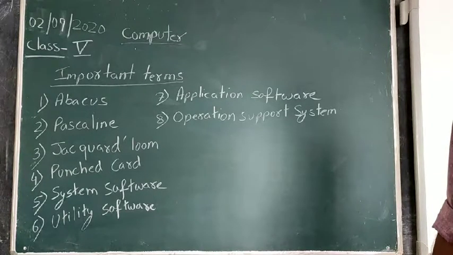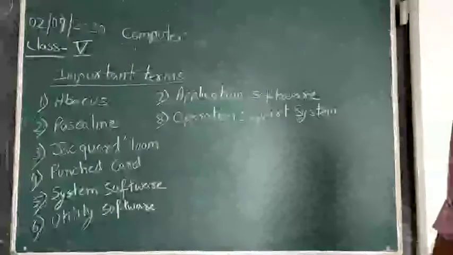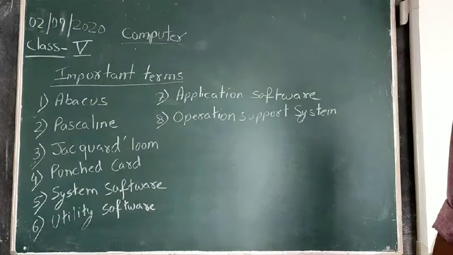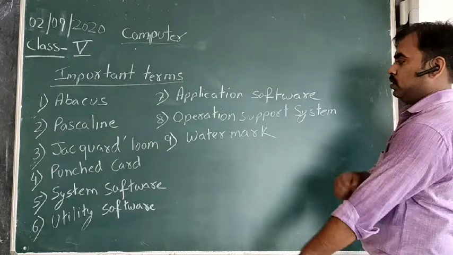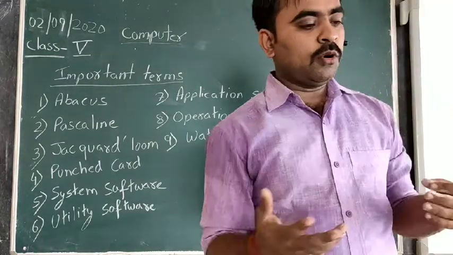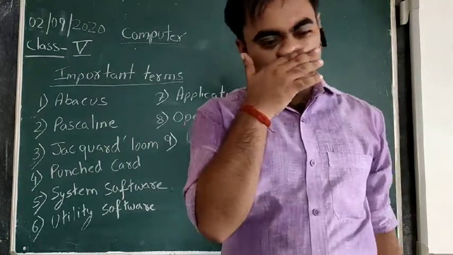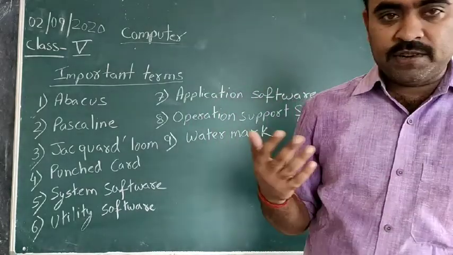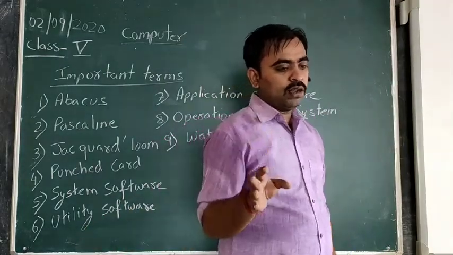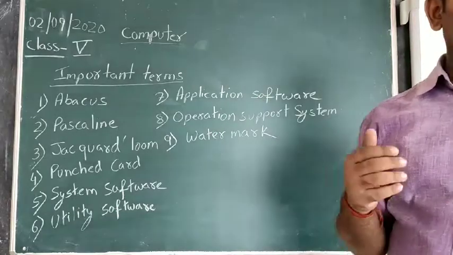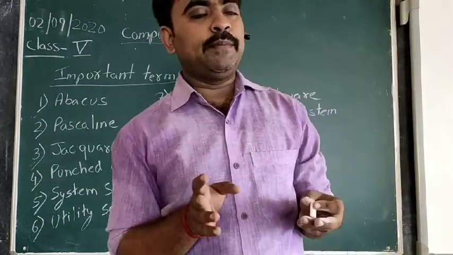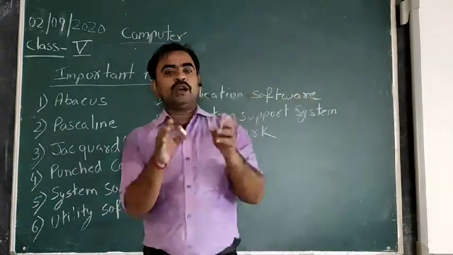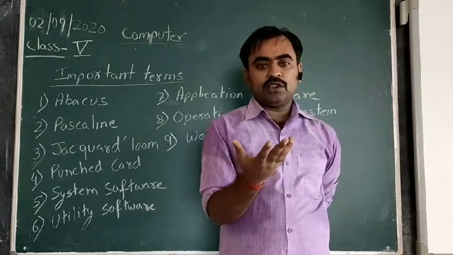Other terms are watermark. So if we talk about watermark, what is the watermark feature in MS Word? The watermark is generally a text or a picture that appears behind the text of a document in a faded manner. Generally, the watermark can be either a text or a picture.